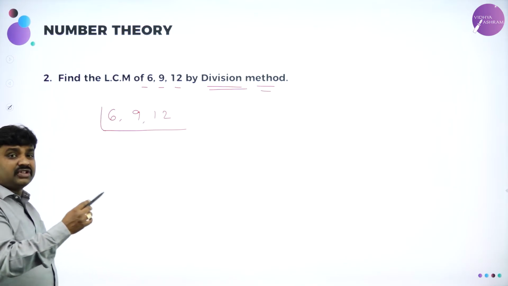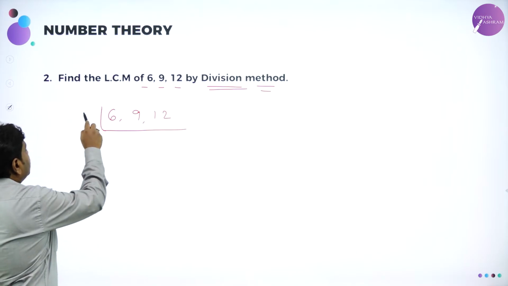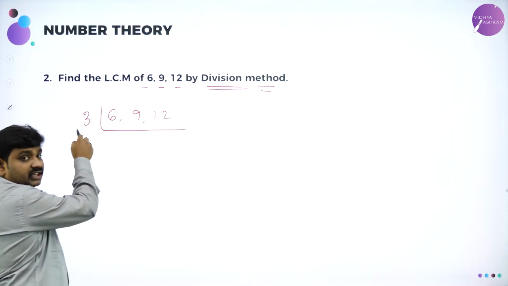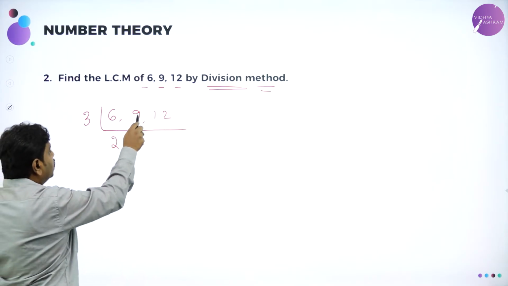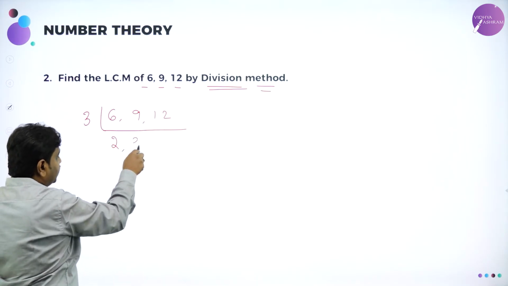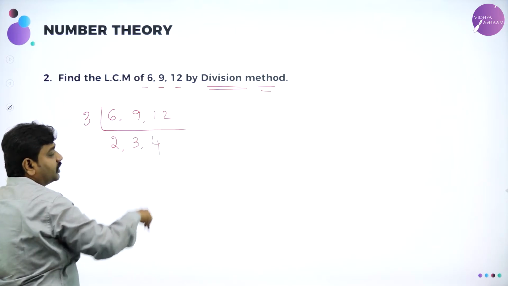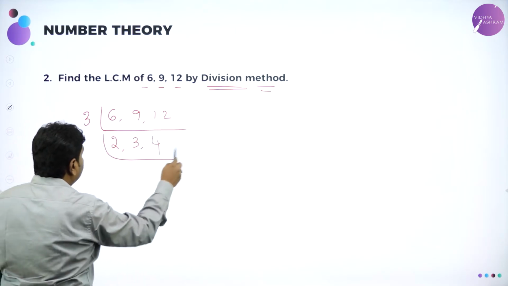Choose a prime factor which will divide more numbers. So 3 can divide all the numbers. I will select 3. 3 2s are 6, and 9 if you want, 3 3s are 9, and 12 if you want, 3 4s are 12. Now I got 2, 3, 4.